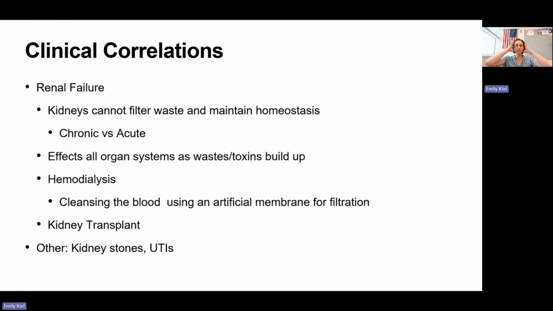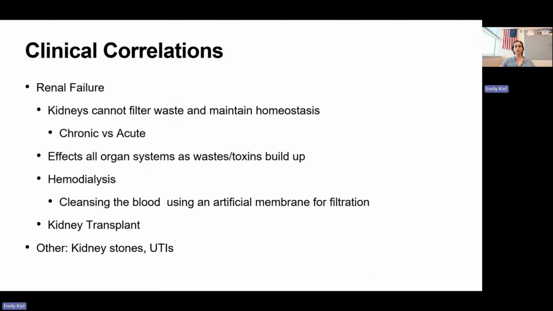A few clinical correlations. One is kidney failure, or renal failure. If you have renal failure, your kidneys can't filter the waste and maintain homeostasis. And so you have a buildup of toxins in the blood and a buildup of waste products. You also can't control blood pH as well, and you can't control your electrolyte balance as well. And there are two types of kidney failure: chronic versus acute.